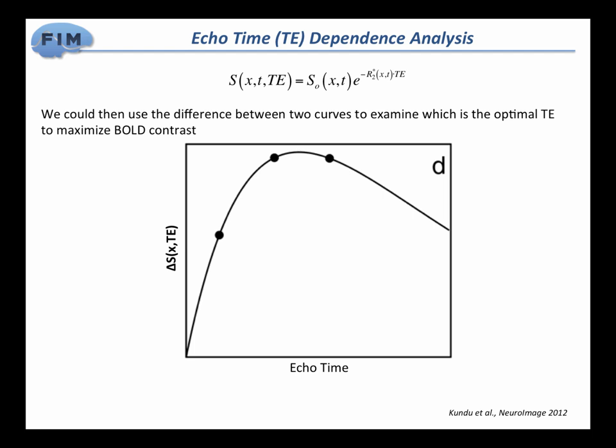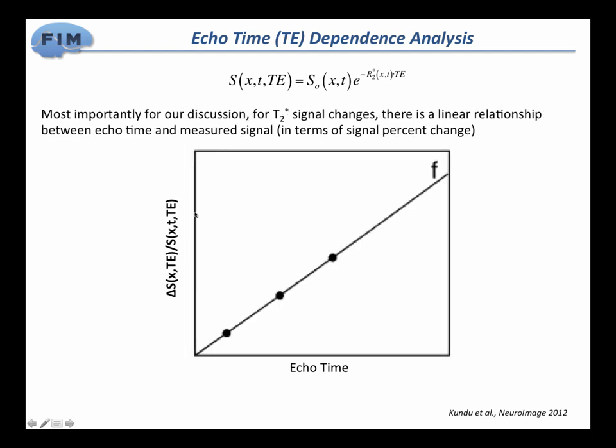If we look at this curve in terms of signal percent change, the beauty of it is that suddenly we have a linear relationship. So what this tells me is that if I have a signal fluctuation that is due to a change in T2 star, which is what we're looking for, then I should expect that if I look at my signals in terms of signal percent change, I should expect a linear relationship with echo time. That's the take-home message here.